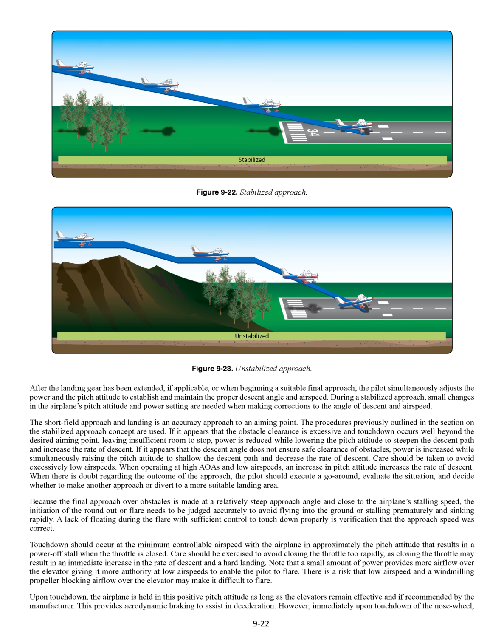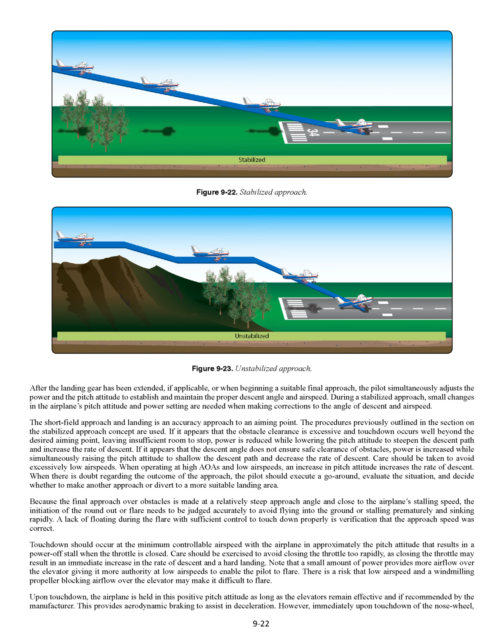Because the final approach over obstacles is made at a relatively steep approach angle and close to the airplane's stalling speed, the initiation of the round-out or flare needs to be judged accurately to avoid flying into the ground or stalling prematurely and sinking rapidly. A lack of floating during the flare, with sufficient control to touch down properly, is verification that the approach speed was correct.